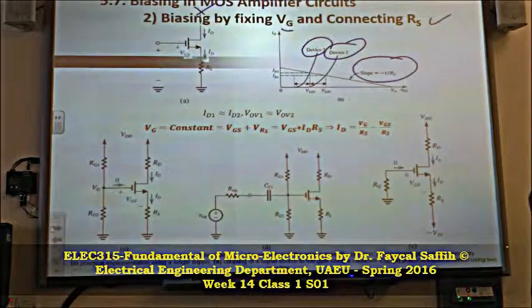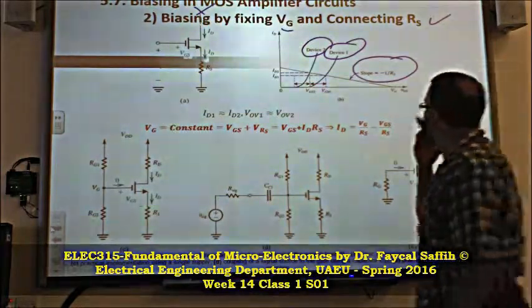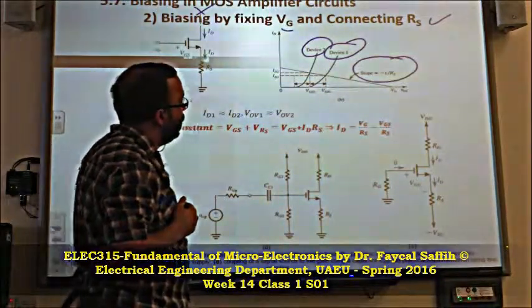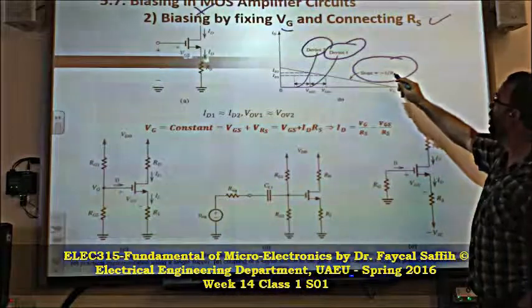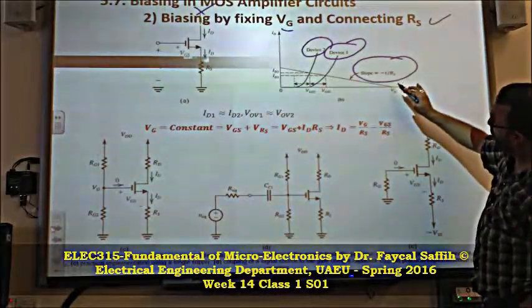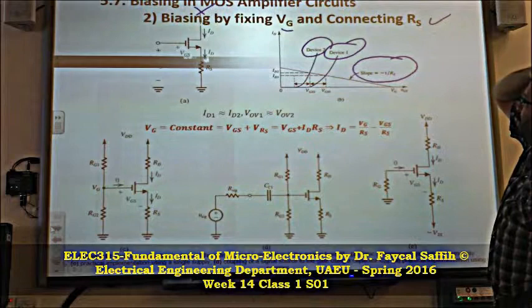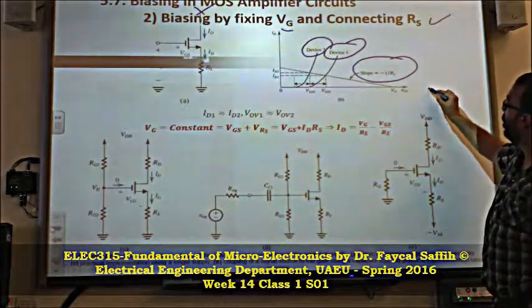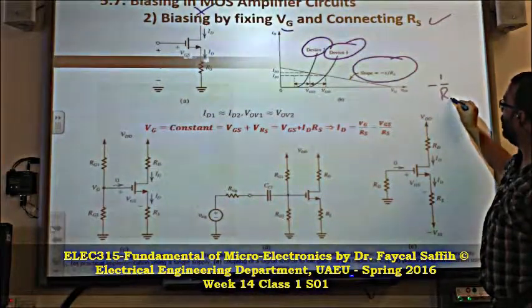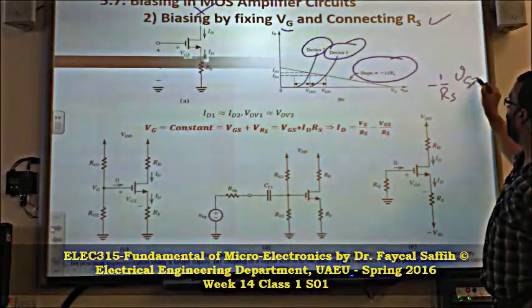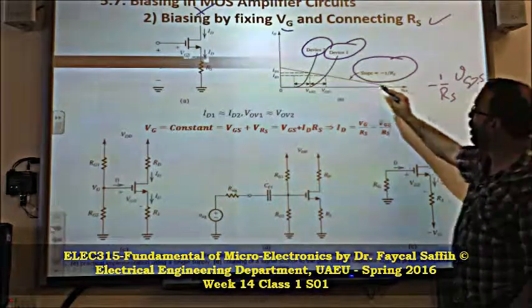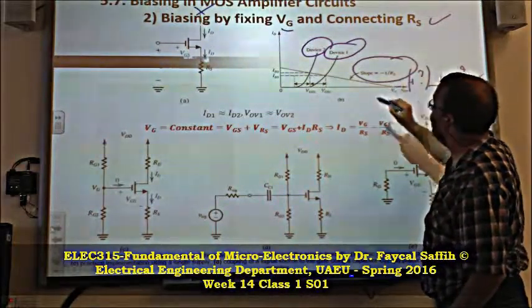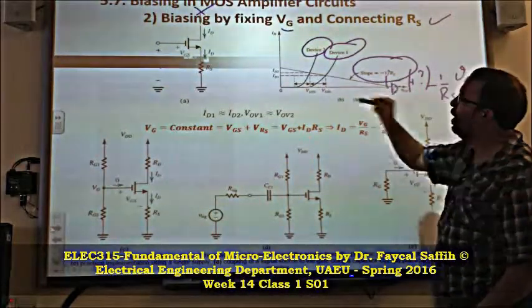Okay, what's the load line of RS? Let's see. What do we have here? This is VG, and this is RS. So how do we find this? VGS. So this line looks like -1 over RS, VGS. Of course, this is the total one, plus something here. I don't know. It is equal to what? It is equal to ID, and this ID is through RS.